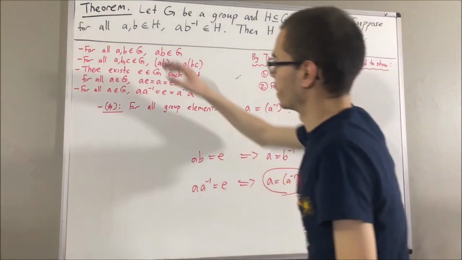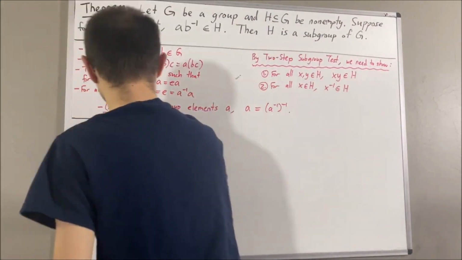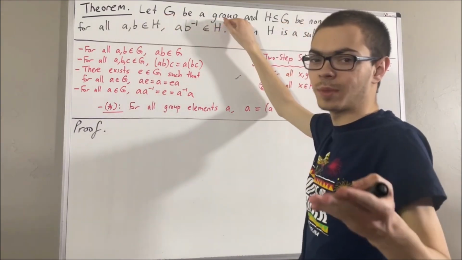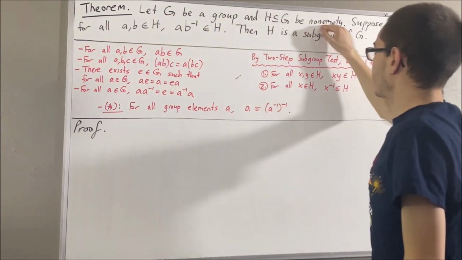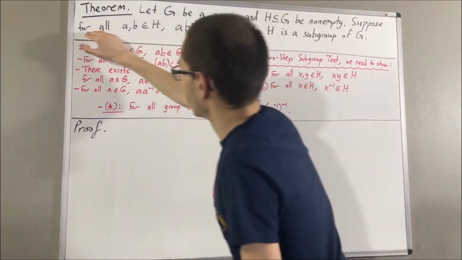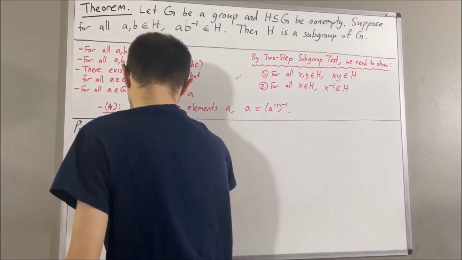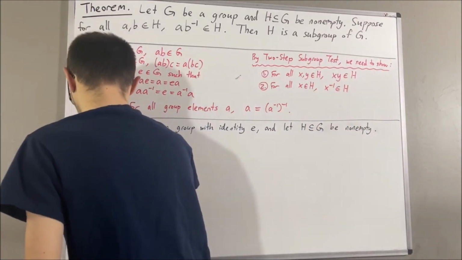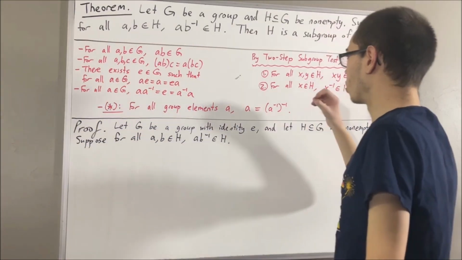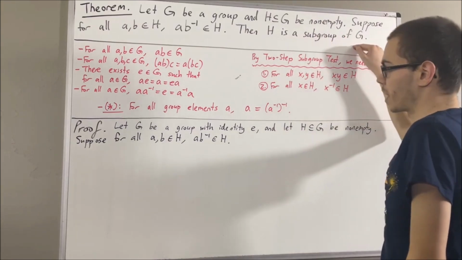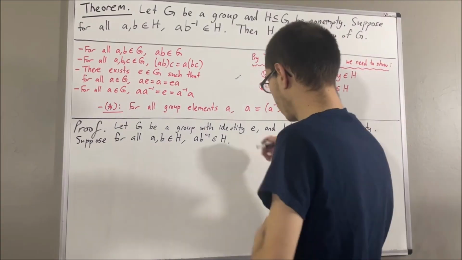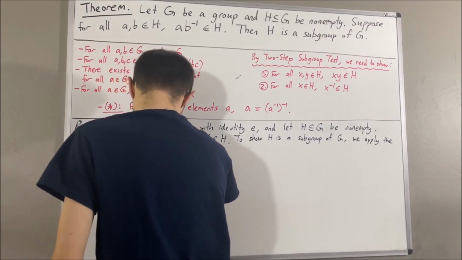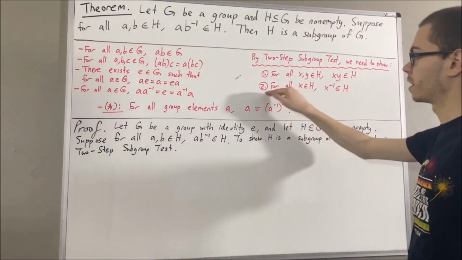Okay, so now let's get into proving this theorem. To start out the proof, let's first give ourselves a group G with identity element e. Let's let H be a non-empty subset of G, and we'll suppose that this condition is true. The whole goal is to show that H is a subgroup of G. And to do that, we're going to apply the two-step subgroup test. And we're first going to verify condition 2.